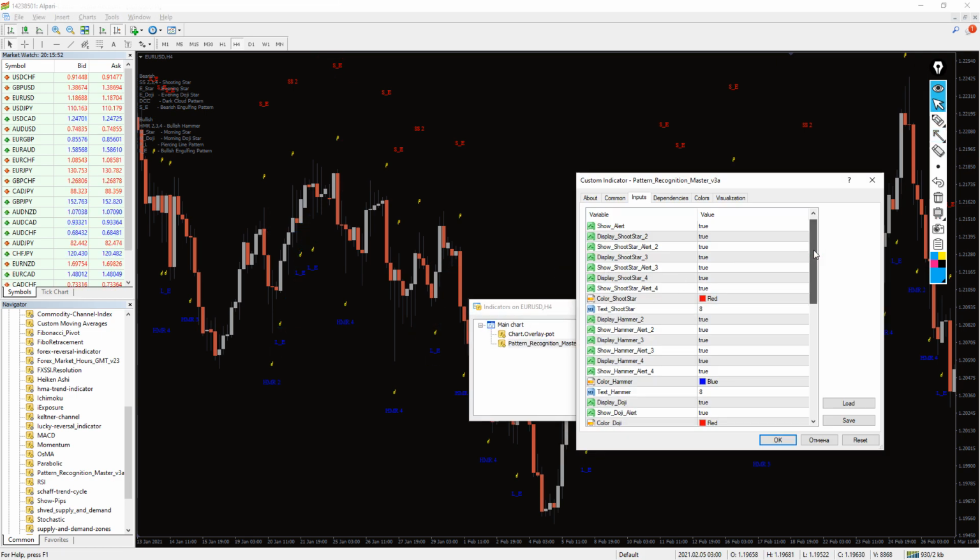In the indicator settings, you can change the color and size of the text of each pattern, as well as enable or disable all alerts for it.